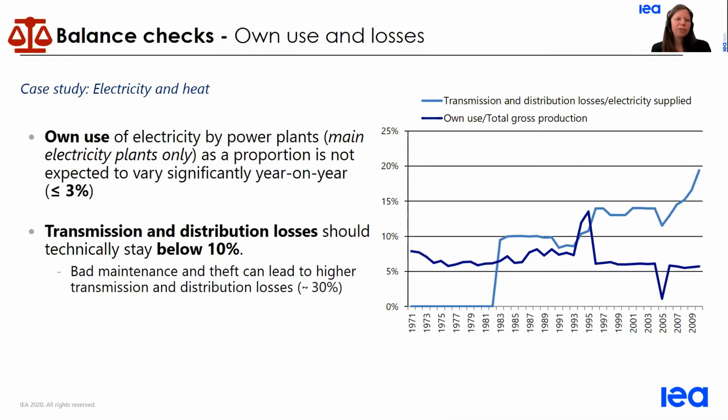The same for the transmission and distribution losses. This is the electricity that is lost on the way, basically, to the consumer. And here as well, we would say that the technical transmission and distribution losses should stay below 10%. It could be that those go higher if we have problems with the maintenance of the grid or problems with theft. But again, here it's important to explain these differences.